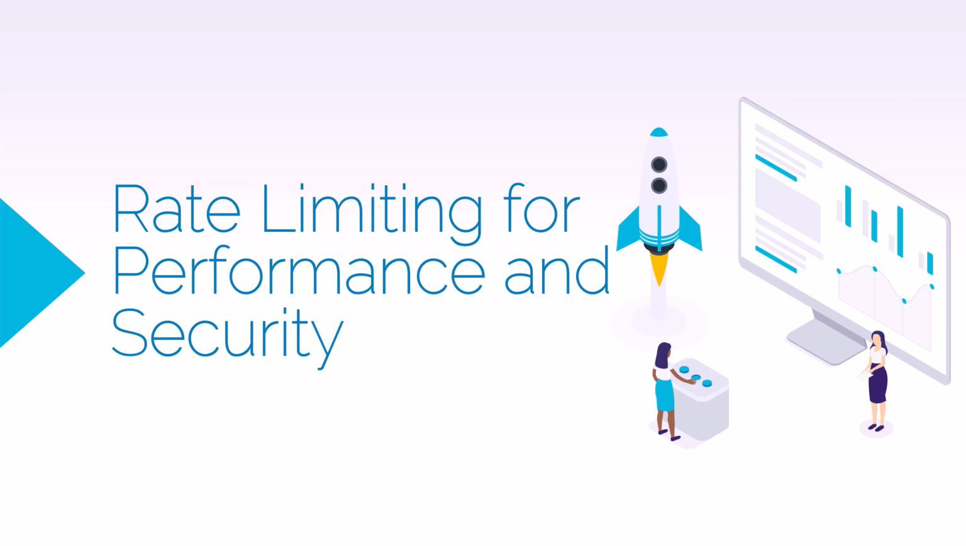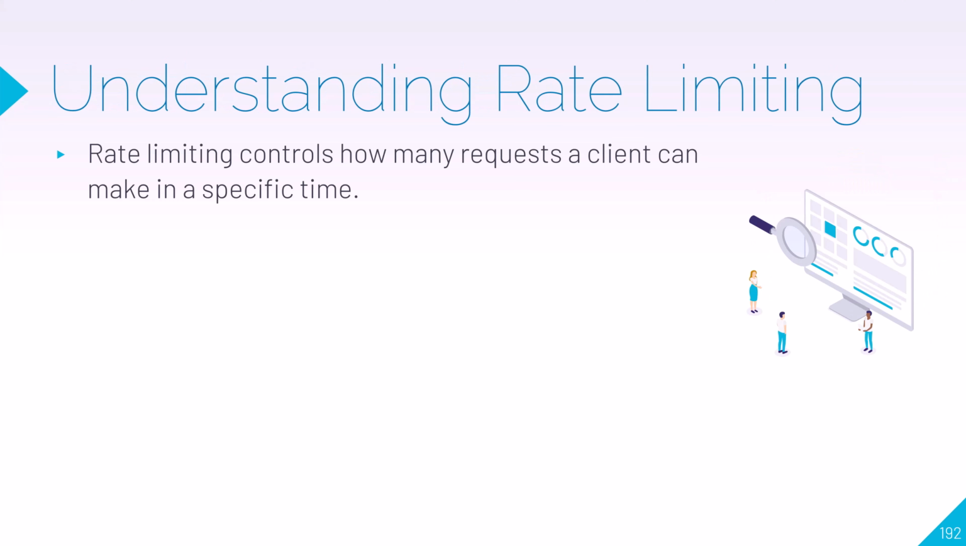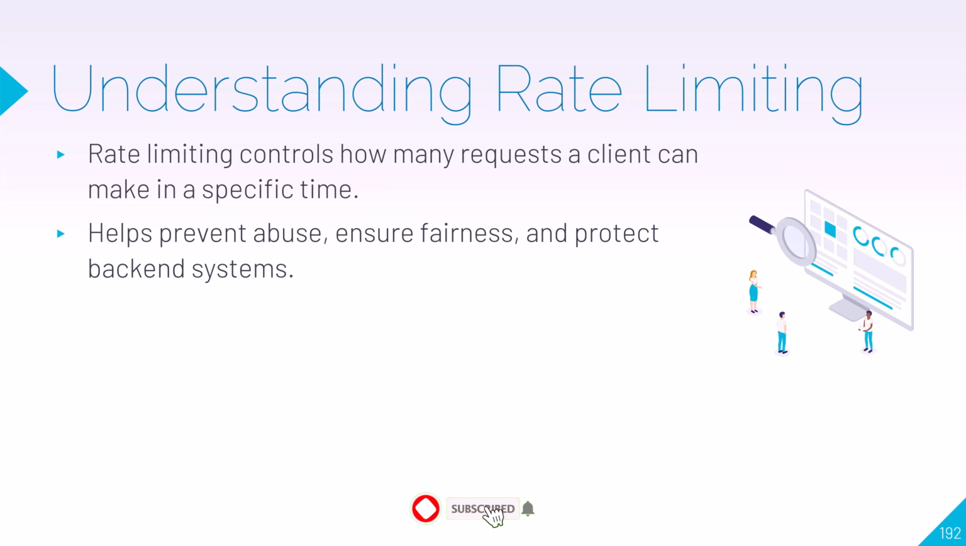Welcome to this new section where we will be looking into rate limiting, which is important for performance and security. So let's take some time to understand what rate limiting is and how it helps us with our API. Rate limiting controls the number of requests a client can make within a specific time frame. This helps to prevent abuse, and it ensures fairness and protects our back-end systems.